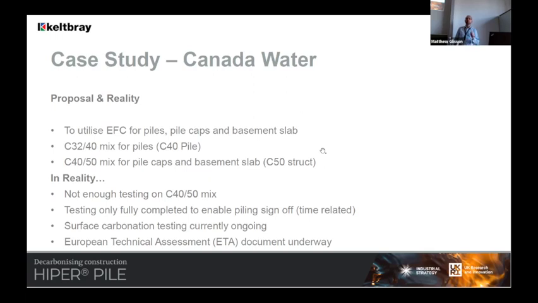And this is all in accordance with PAS 8820, which has a window of opportunity within BS EN 206 and Eurocode 2. So there's no excuse for us not to be doing it apart from availability of the material itself, and that's a whole different discussion. We do have some surface carbonation testing ongoing anyway for use of the earth-friendly concrete materials above ground, and we have a close working relationship with Wagner's, and they have a European technical assessment document underway, and that's due to be released any day now.